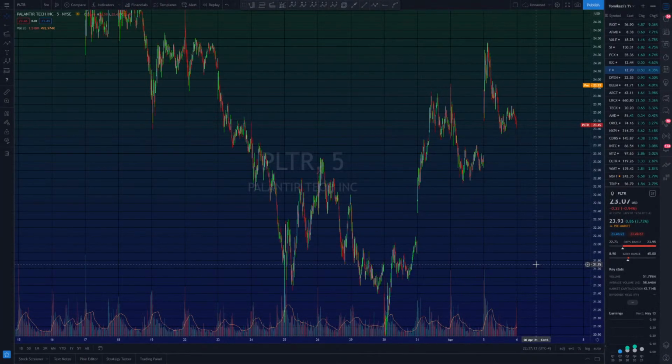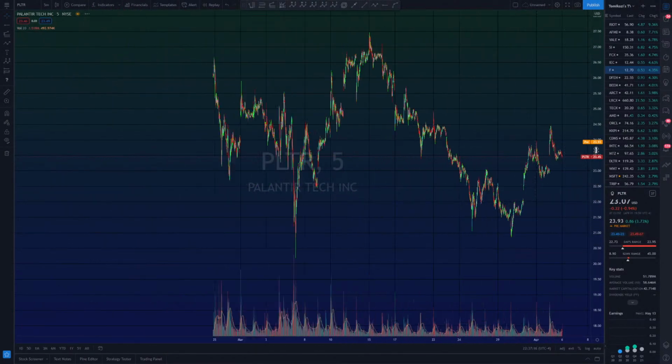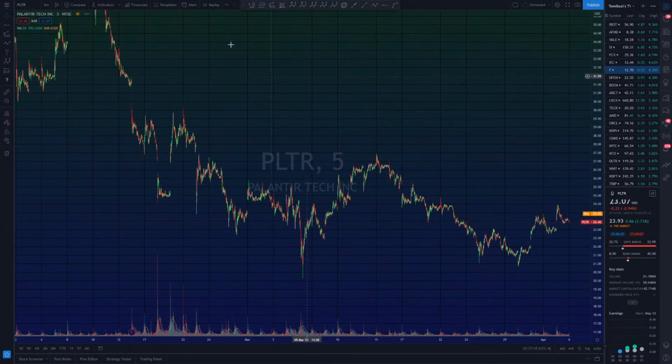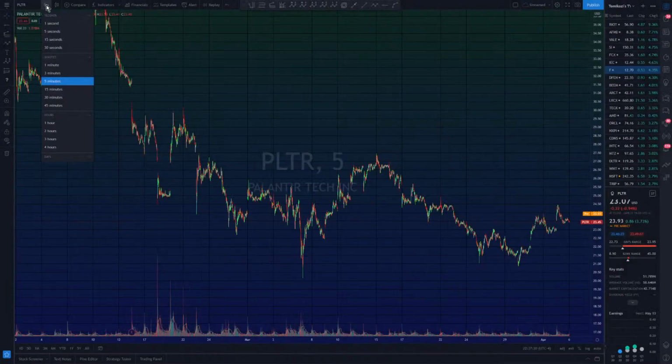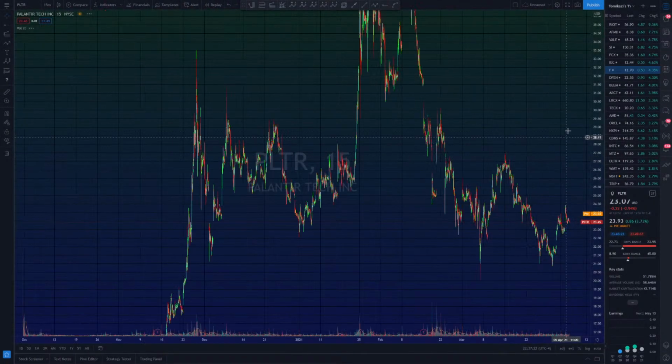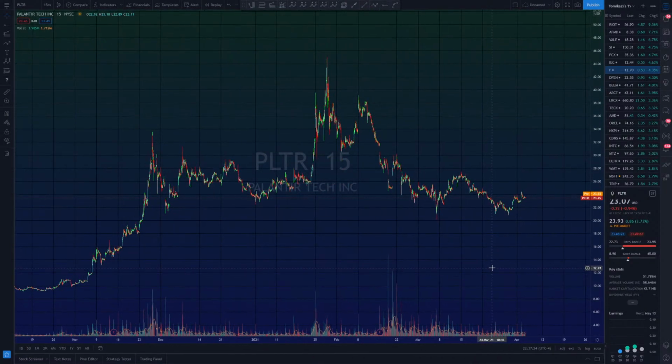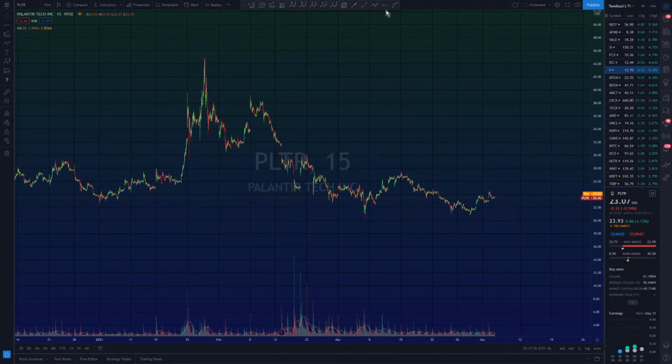Alright, let's look at Palantir. This thing has been a dog for quite a while. It does have a bear flag forming. So basically what you see here is this rising channel flag. Typically what you'll see is this hop here, and then it'll break down one more time. I might be biased though, so take it with a grain of salt.